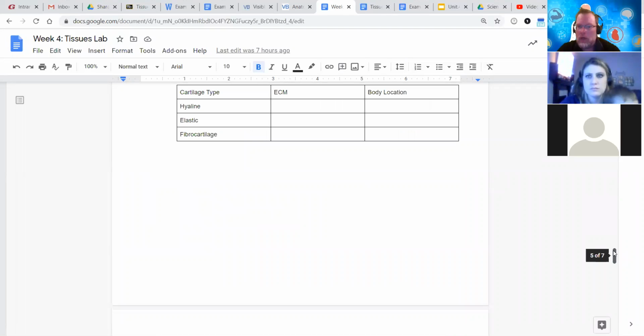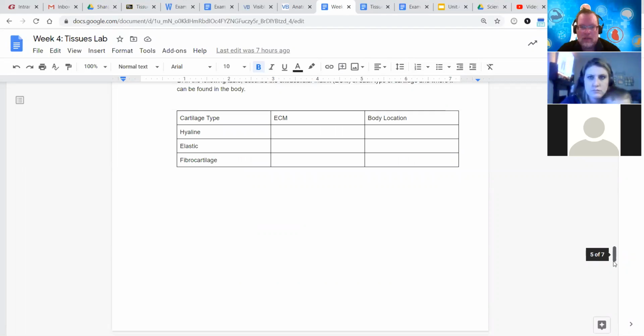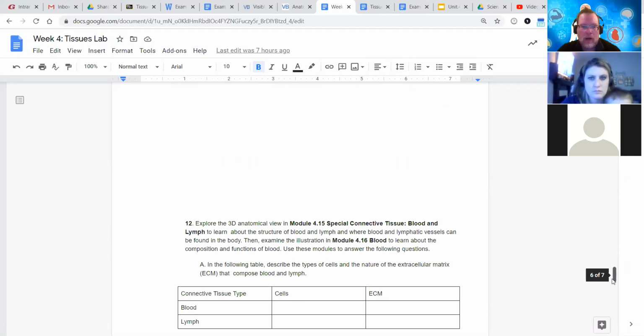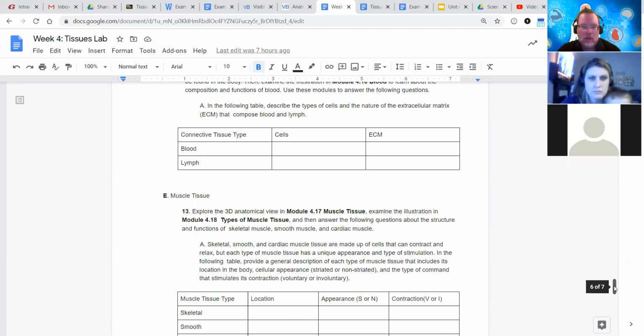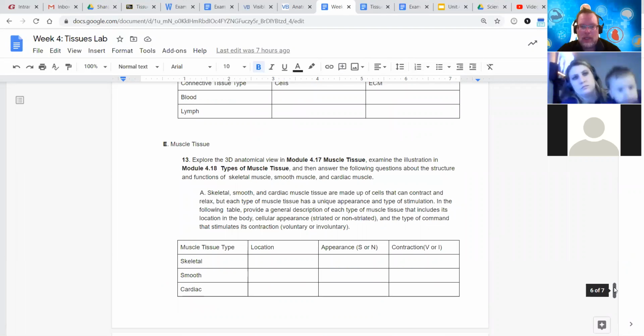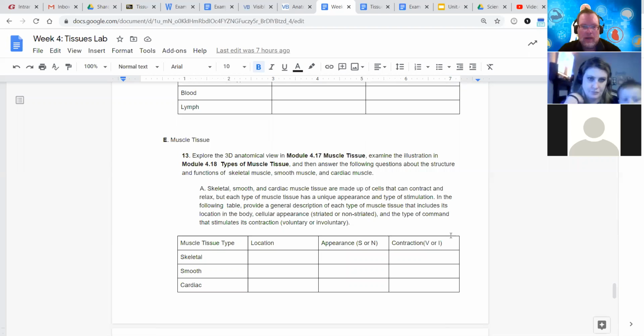And again, just go right down the line and type in your goodies or print them out and write them in however you want to do it. But generally, and again, it says just put an S or an N. Is it striated or non-striated?